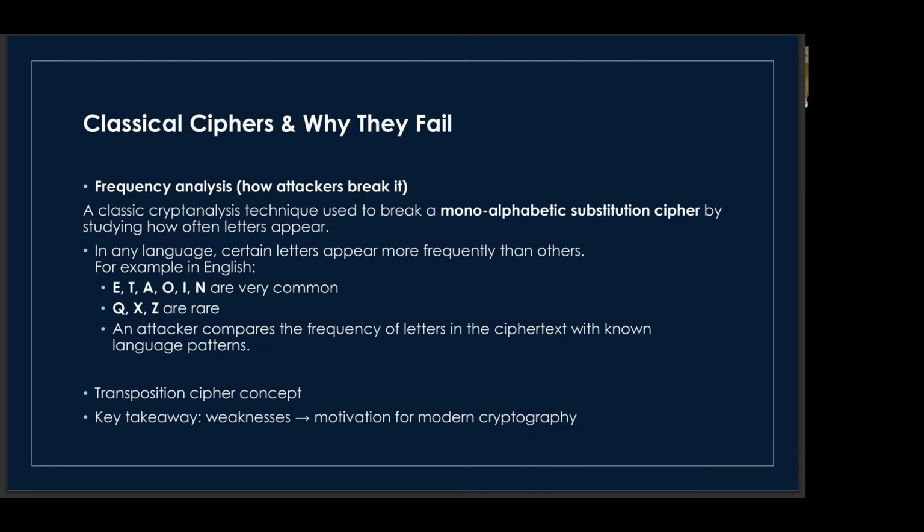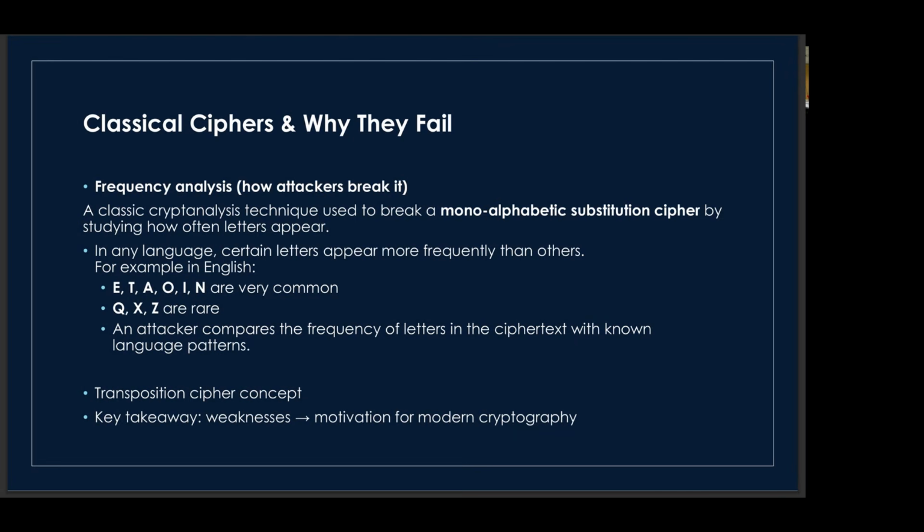Attacker can use frequency analysis to break it. So they are using only a monoalphabetic substitution cipher. We know already, only 36, right? In any language, certain letters appear more frequently than others. For example, in English, E, T, A, O, I, N are very common, but Q, X, Z are rare. So they can compare the frequency of the letters in a sentence with the language's known frequencies.